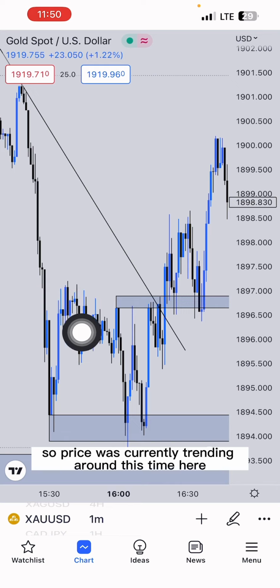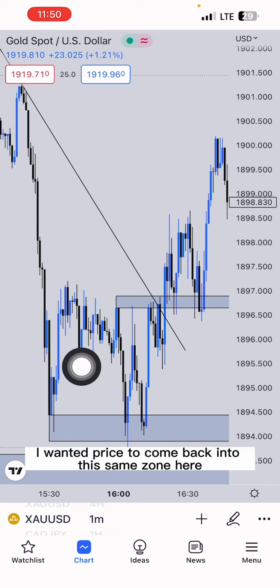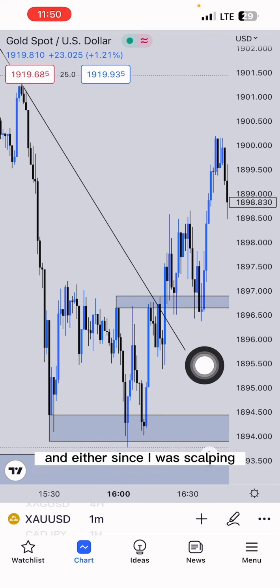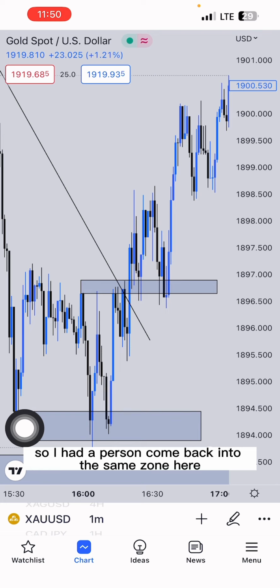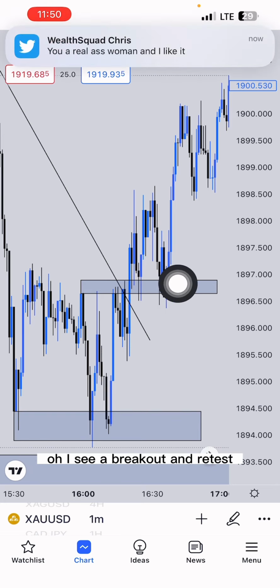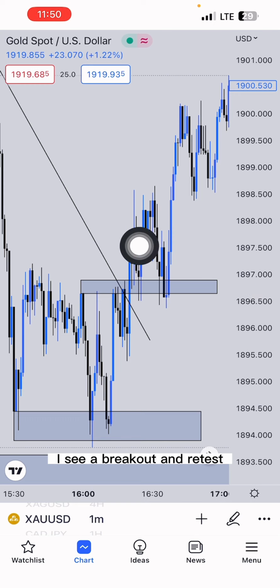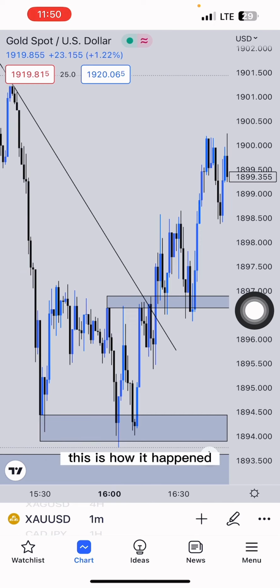Price was currently trading around here. What I wanted was for price to come back into this same zone, and since I was scalping, come back to my trend line and reject here. Or I see a breakout and retest. I see a breakout and retest, and that's the same thing that happened. But guys, this is how it happened.